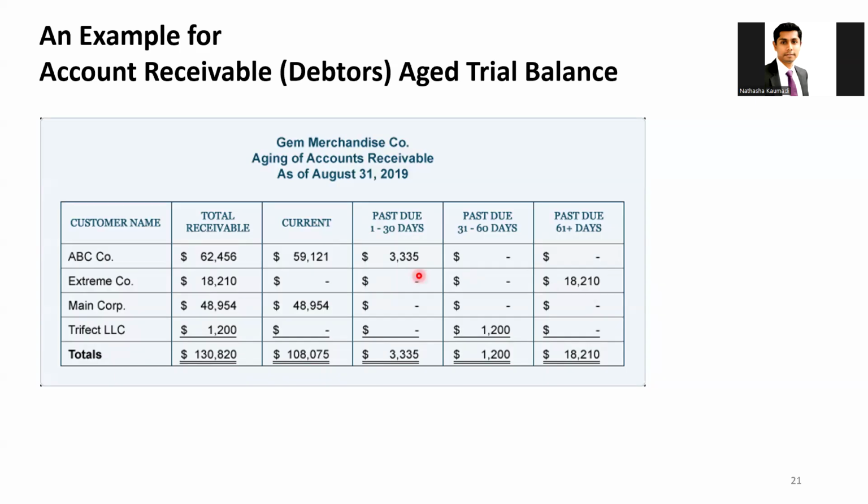Allowance for doubtful debts. That means there's a high tendency that this extreme company, your second debtor, would not pay this $18,210 to the company. So most probably this will be a bad debt, right? We will have to write off that amount. So that is why this aging analysis is important.